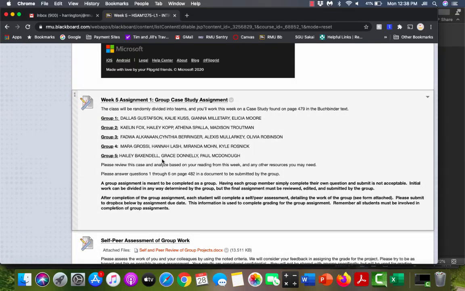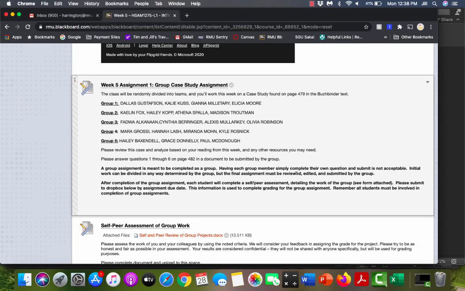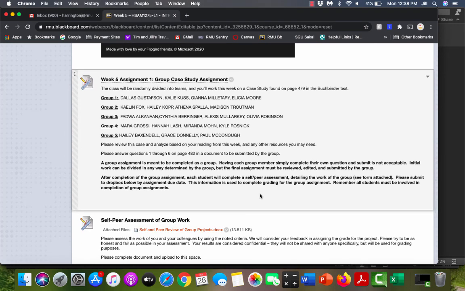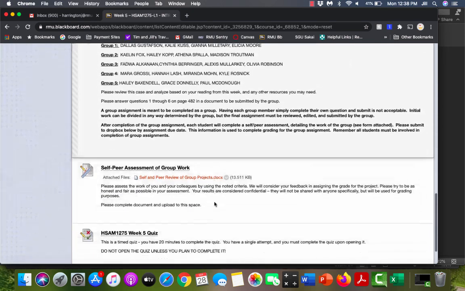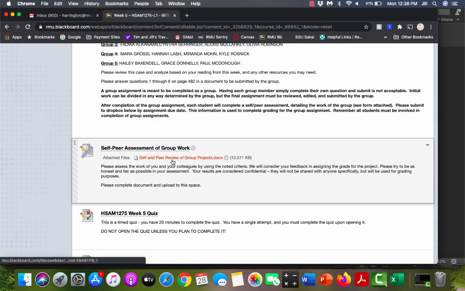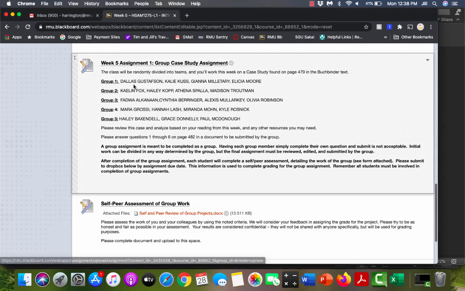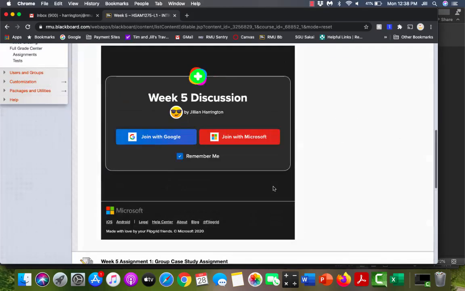We have another group assignment this week. Your groups are different, so make sure that you take a look at your group and you'll do your assignment as a group. I encourage everyone to set out a plan early in the week as far as calendar, when things are going to be done, all of that kind of stuff. And then you'll submit your group case study assignment to this box. And everyone will again do the self and peer review on your own, and you'll submit that here. So everyone will submit here. Only one person has to submit to this box from your group. And then we have a quiz and this Ed Puzzle.